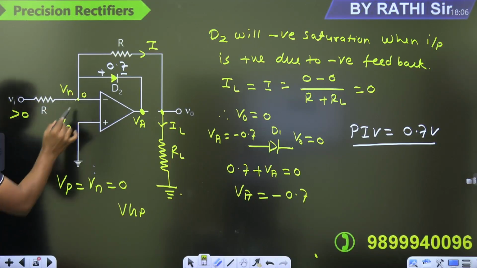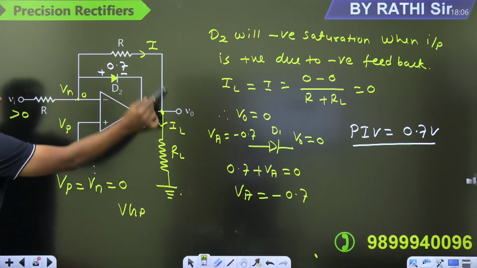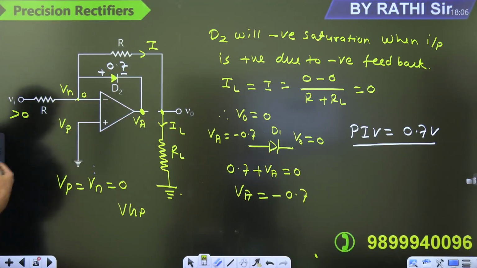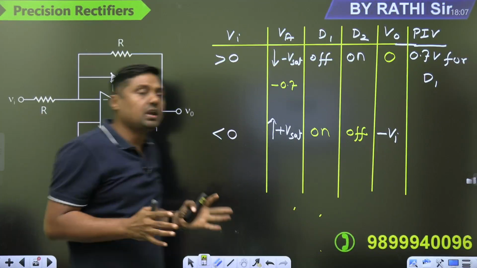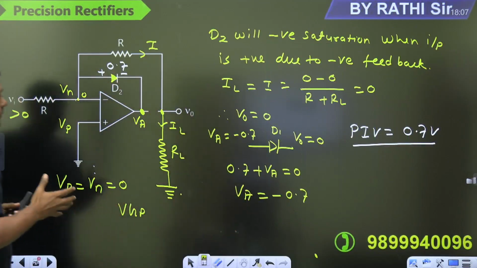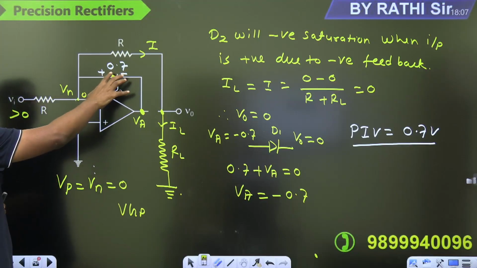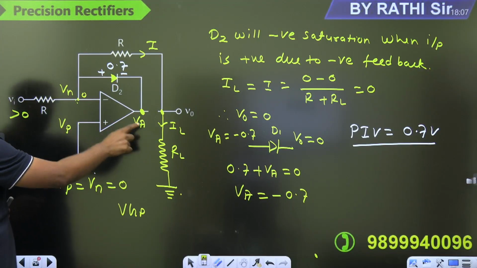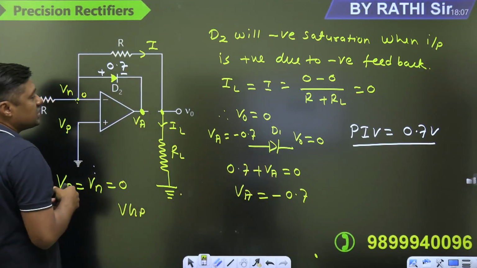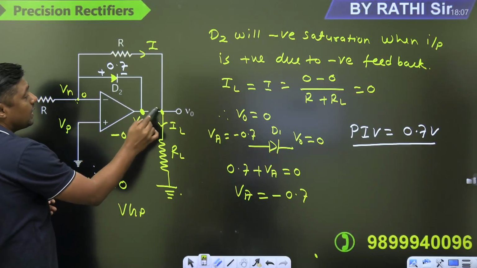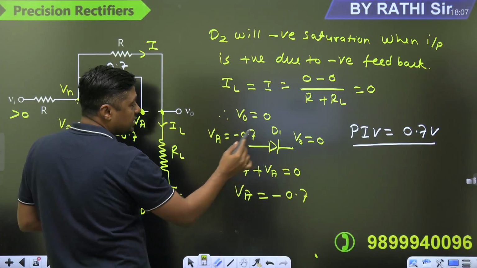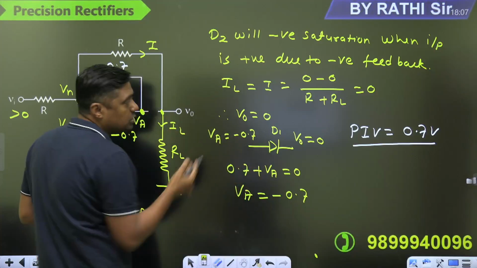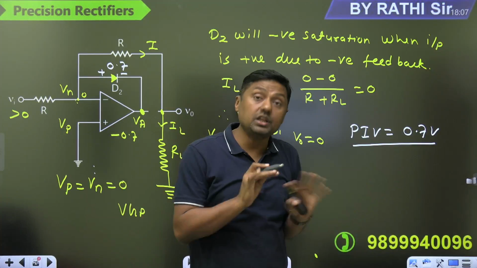Second thing, the virtual short concept is applicable because of the negative feedback. 0, 0, 0. There is no current through R and RL. The output will become 0. Now, what was the problem? The problem was the PIV of D1, which was very, very high. Now you can calculate the voltage at this point. It is 0.7, and this is 0. So what is VA? VA will become minus 0.7. On one side of the diode, the voltage is 0; on the other side, it is minus 0.7. It means it is reverse biased by 0.7 volt, and therefore the PIV is only 0.7 volt.